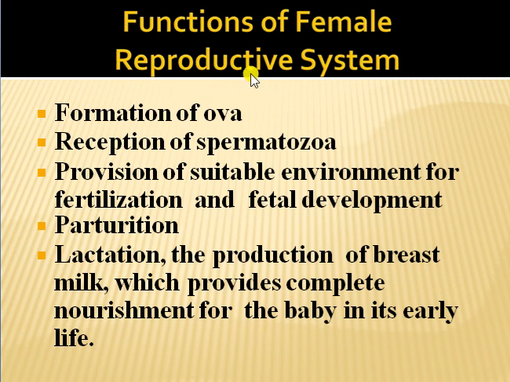Functions of the female reproductive system: formation of ova, reception of spermatozoa, provision of a suitable environment for fertilization and fetal development, parturition, and lactation, the production of breast milk, which provides complete nourishment for the baby in its early life. These are the functions of the female reproductive system.